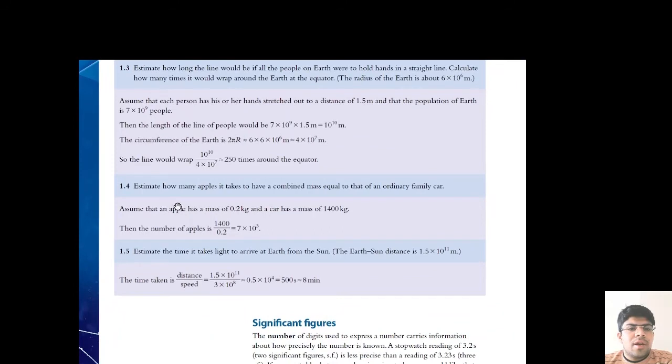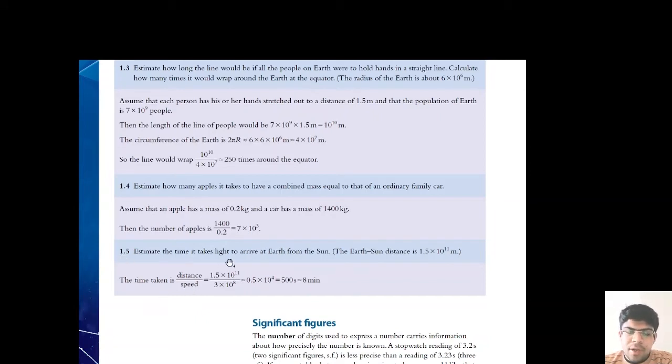And then estimate how many apples. The next question is estimate how many apples it takes to have a combined mass equal to that of the ordinary family car. So let's assume that an apple has a mass of 0.2 kg and a car has a mass of 1400 kg. Then the number of apples is 1400 over 0.2, which equals 7 into 10 raised to power 3. And now the next question.